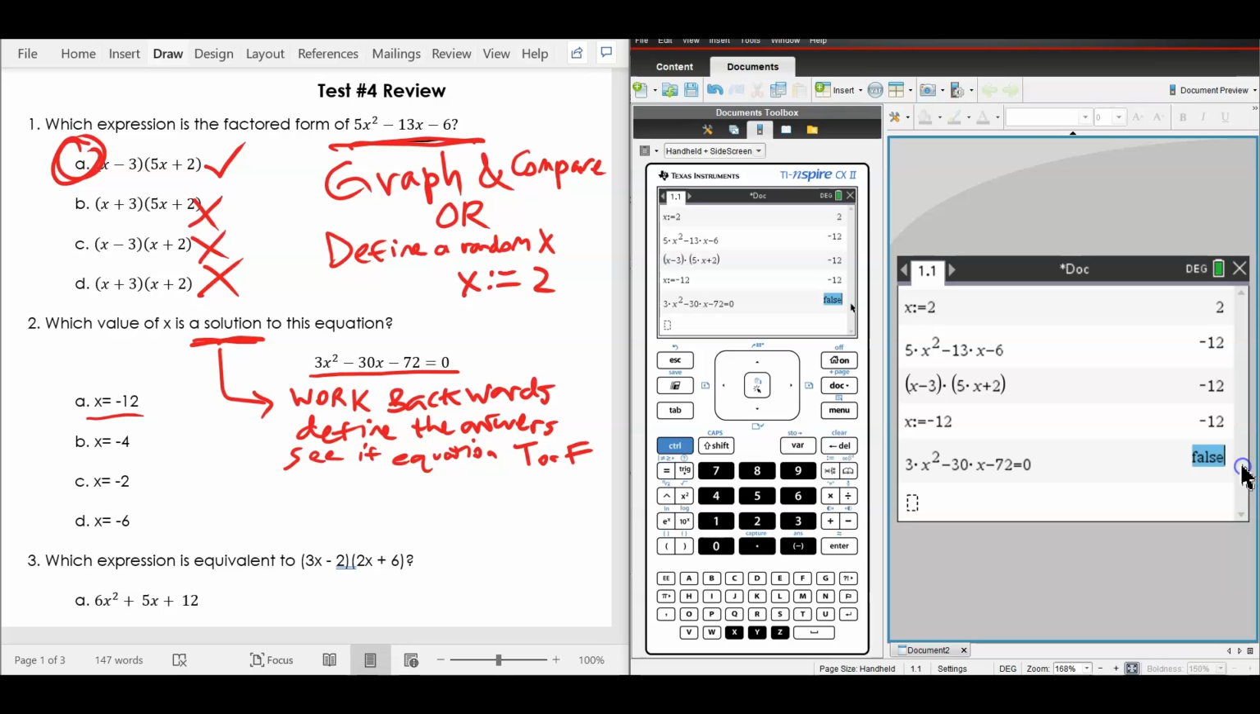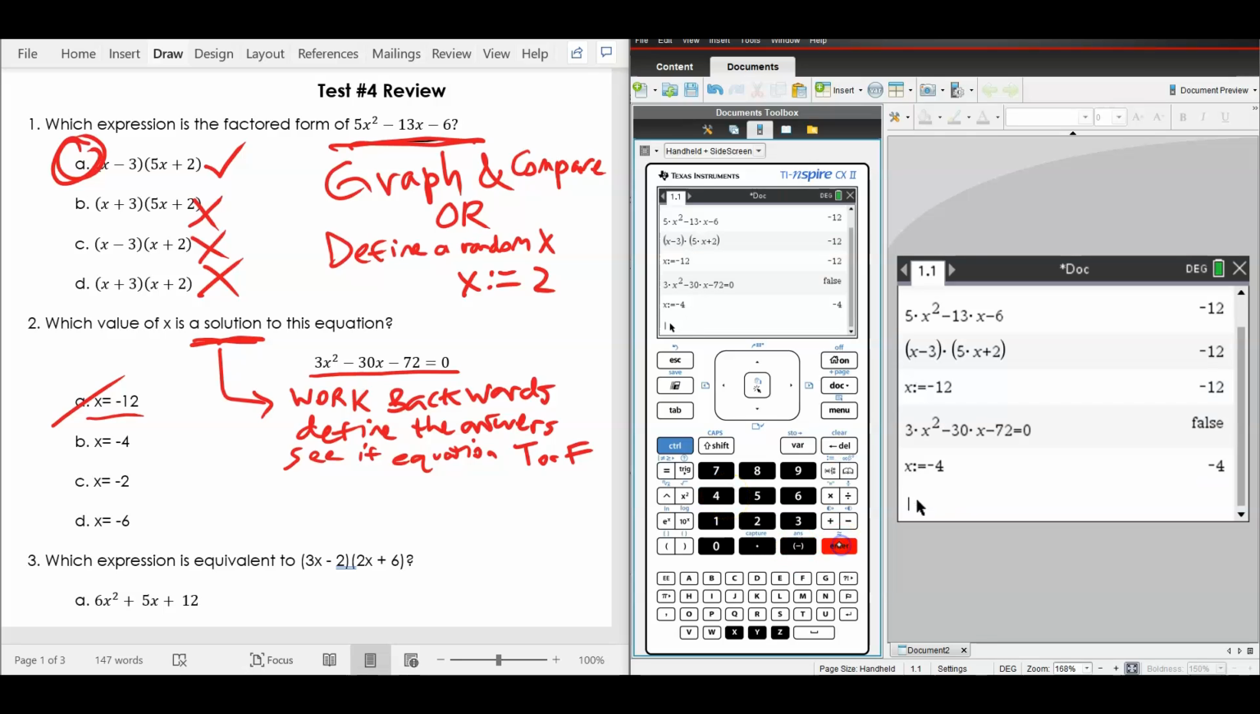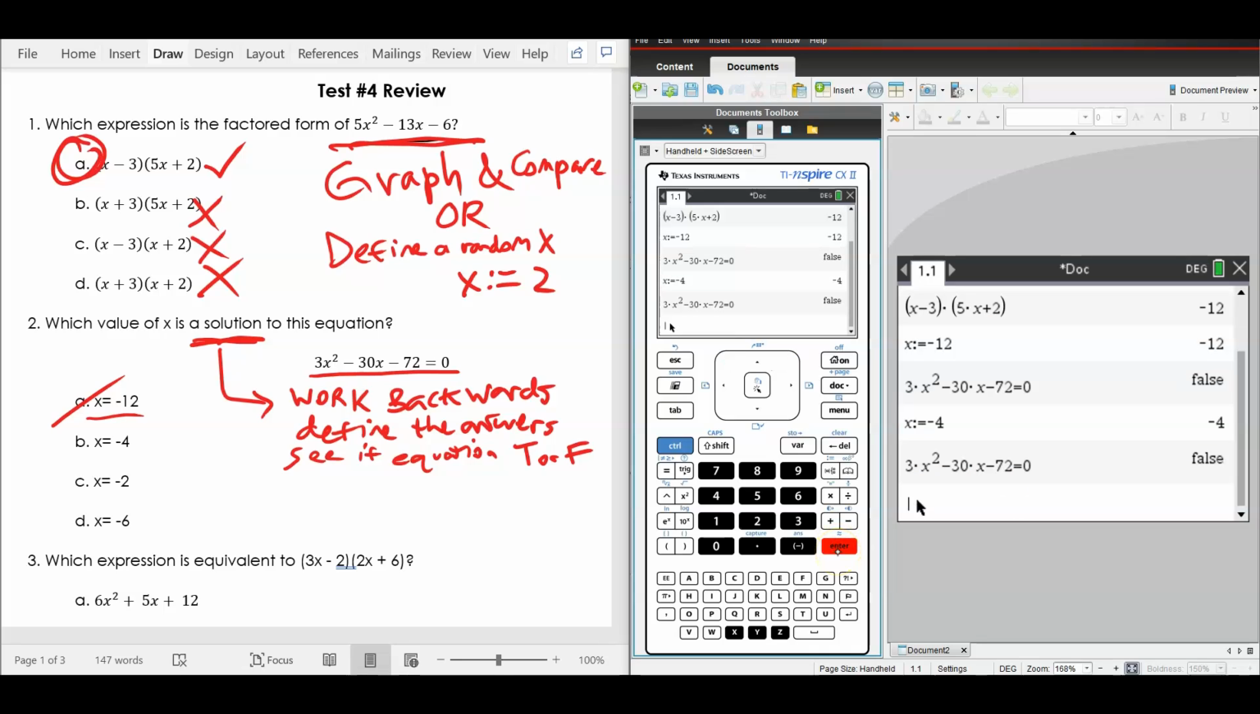Is that the answer? False. Now we do it with the next one. X is defined as negative 4. Okay, hit enter. Now I need to either retype that equation, or if I go up 1, 2, 3, 4, highlight it, hit enter, and then hit one more time. That's false too. It's not B. Okay, let's define letter C.